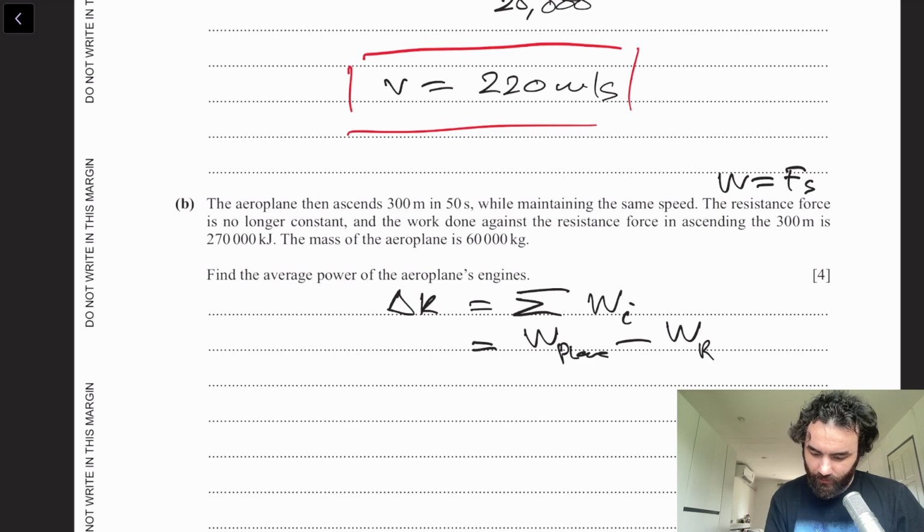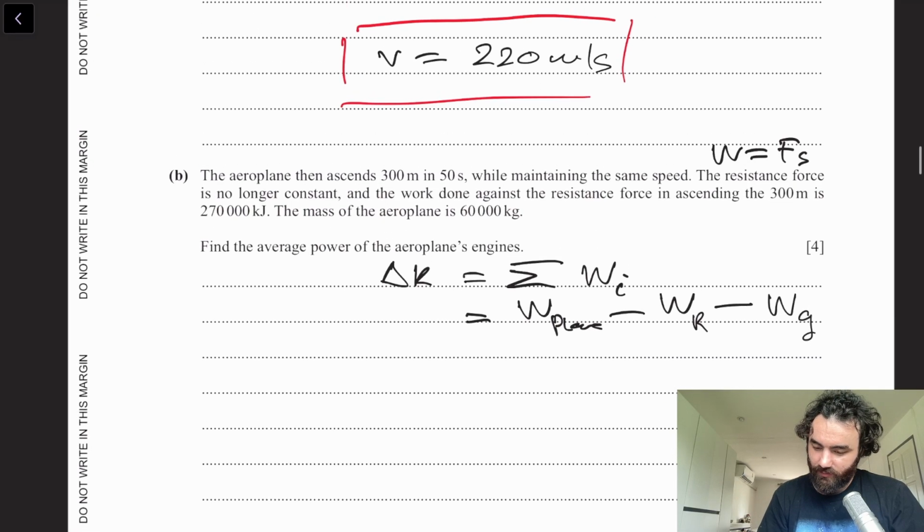And that's it. The airplane ascends 300 meters in 50 seconds while maintaining the same speed. The resistive force is no longer constant. The work done against the resistive force in ascending the 300 meters is 27,000. The mass of the airplane is this. Find the average power. I guess you'd also have the work done to overcome gravity, right?